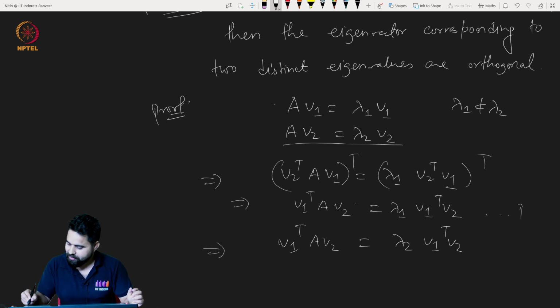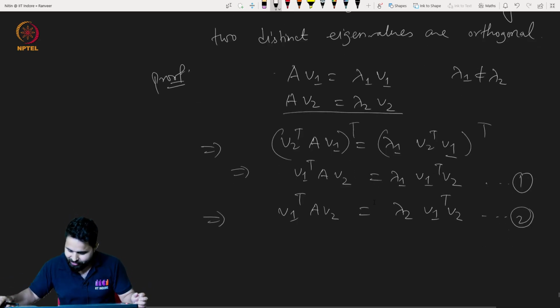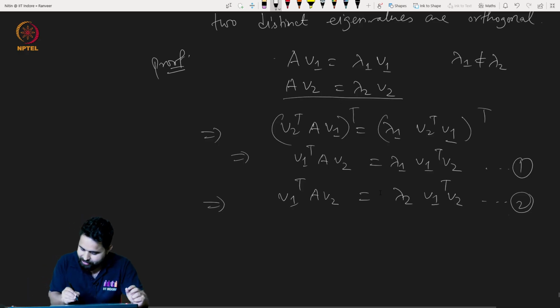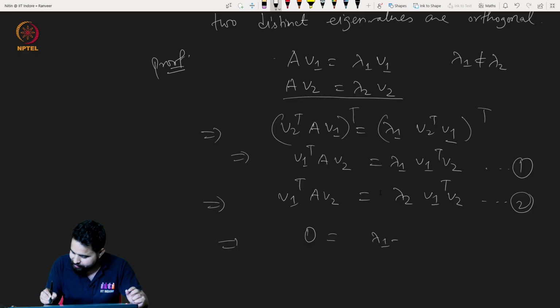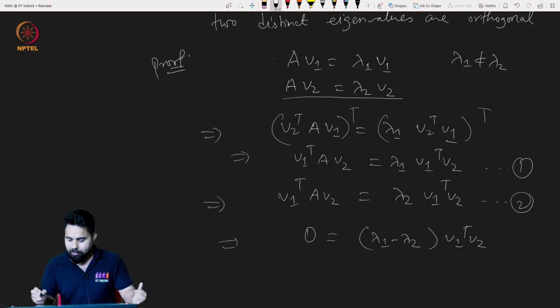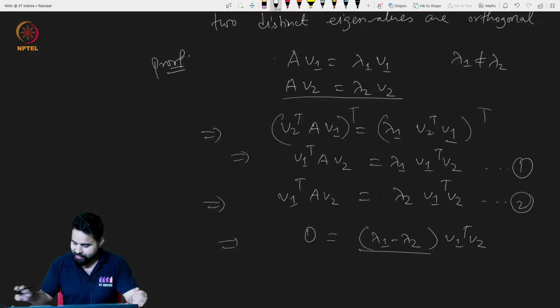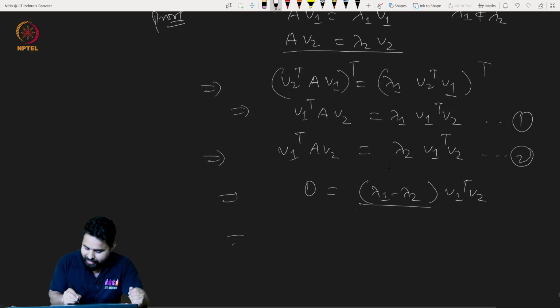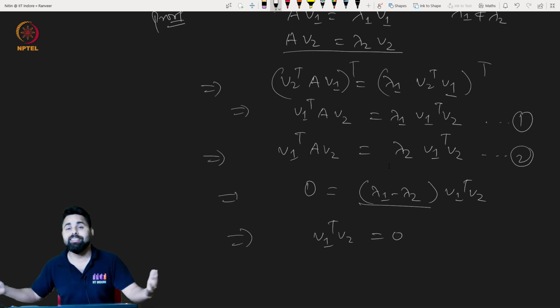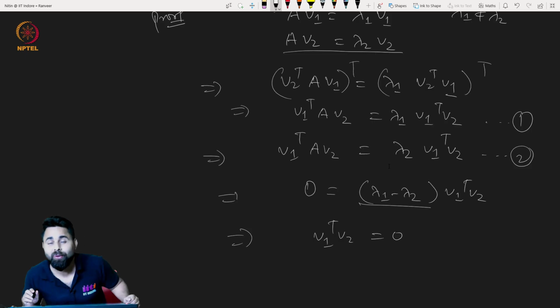Now what we can do, suppose this is 1, this is 2, now just subtract and the result is in front of you. If you subtract this, this quantity will be 0, so 0 equals lambda 1 minus lambda 2 times v1 transpose v2. But we know that lambda 1 is not equal to lambda 2, that means this is non-zero, so that implies v1 transpose v2 equals 0. Hence these two vectors are orthogonal vectors.